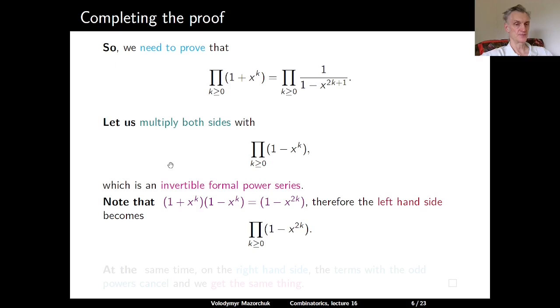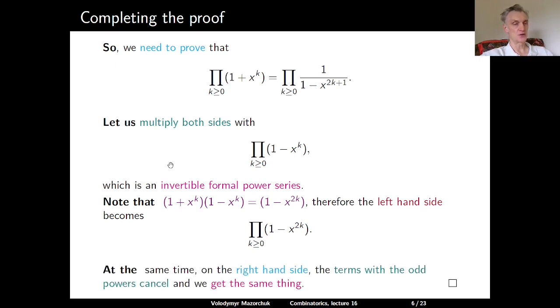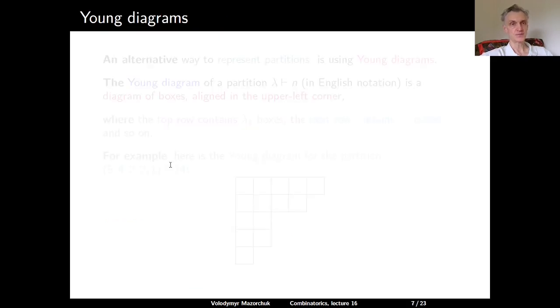That's the left-hand side. And on the right-hand side, the terms with odd powers of x will just cancel, and what remains are terms with the even power of x. And that's exactly the left-hand side which we just computed. This completes the proof. Next, let us talk about Young diagrams.